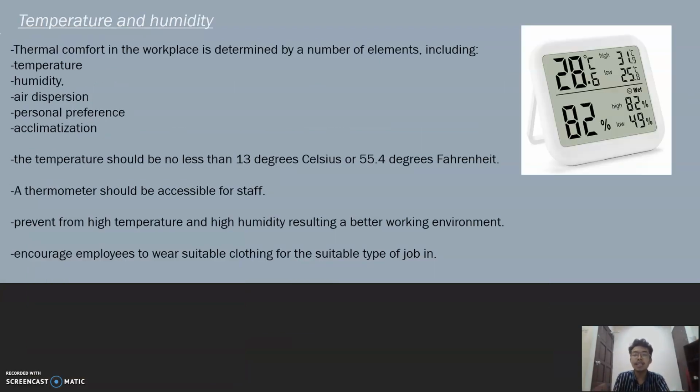So proceeding on, the temperature and humidity. This is important in a safe workplace environment because good thermal comfort is determined by a number of elements such as temperature, humidity, air movement, personal preference, and acclimatization. A good temperature is basically room temperature, not too hot, not too cold, and humidity is to keep the employees able to breathe. When you have low humidity, it is much harder to breathe. Air movement and personal preference depend on the employees themselves. A way to help is putting a thermometer in the room so they can observe the temperature in the room itself.